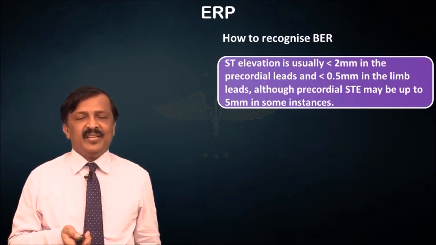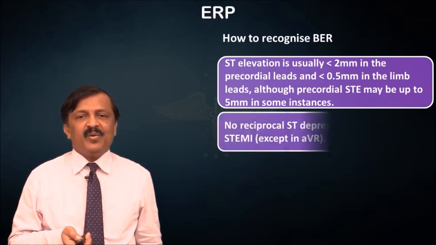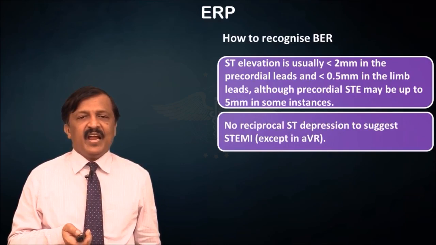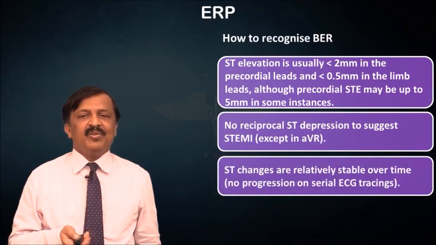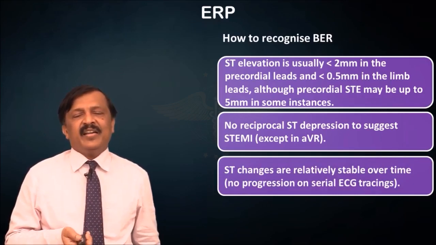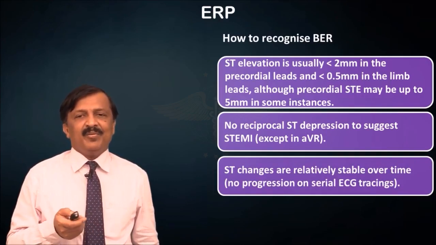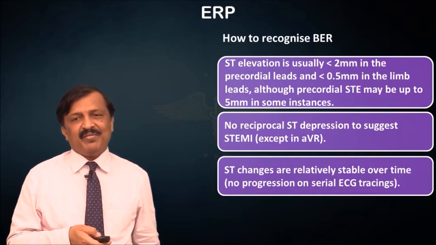This is usually the thing. Very rarely you find it more than 5 millimeters. There are no reciprocal ST-T changes, and ST-T changes will be stable over many months and years. So if you take an old ECG, it will still be the same. So early repolarization is common in V4 to V6, and it will be 2 millimeters in limb leads, less than 0.5 in chest leads. It will be stable over many years.